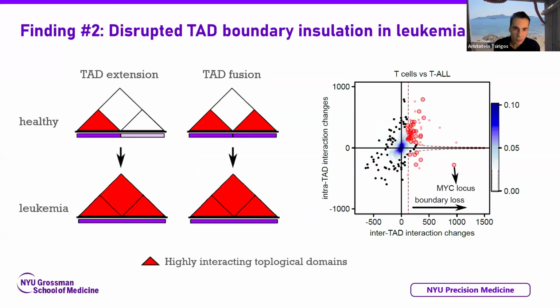So the second finding was doing the analysis a bit differently. The first analysis we did was within the topological domain. Next, we asked whether the boundaries of these topological domains are disrupted in leukemia. So this was a much more ambitious undertaking. We didn't even expect to necessarily find something here. And in fact, we were surprised to see that there are many topological domains that lose insulation at the boundaries.